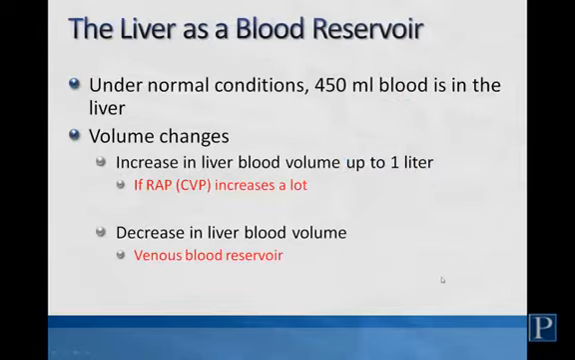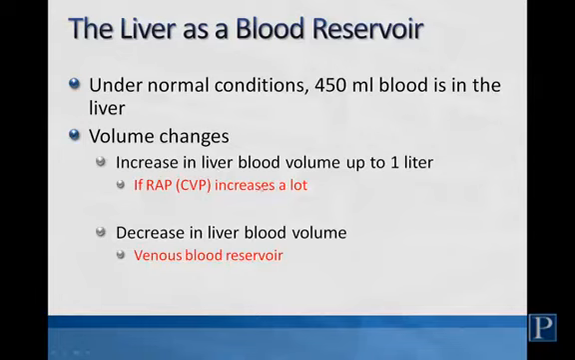Now the liver, because it has such good blood flow, also has a fair amount of blood in it at one time. So they say about 450 mils of blood is in your liver under normal conditions. The volume can change. So volumes can increase, but this is not a good thing. This will start to increase generally if your RAP increases. Remember, that's your abbreviation for right atrial pressure, which is also referred to as your central venous pressure. Remember, it's the pressure right at the junction where the vena cava meets your right atrium. That increases a lot, things kind of back up, and liver blood volume can increase to accommodate the blood that's backed up.